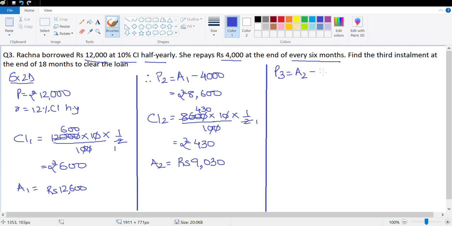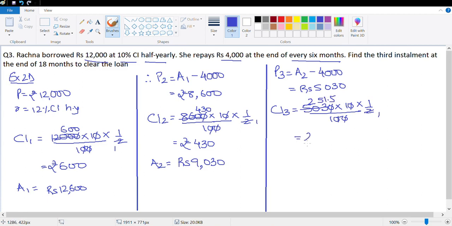Now again, at this point of time, Rachna repays 4,000 rupees, which means principal for third term will be equal to amount 2 minus 4,000, which would be equal to rupees 5,030. Let's calculate compound interest for the third term, which will again be principal into rate into time upon 100, and this is 503 divided by 2, that's 251.5.